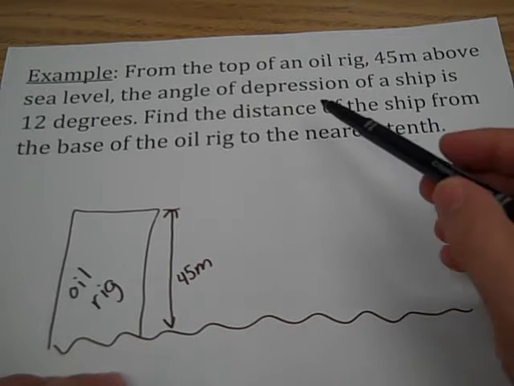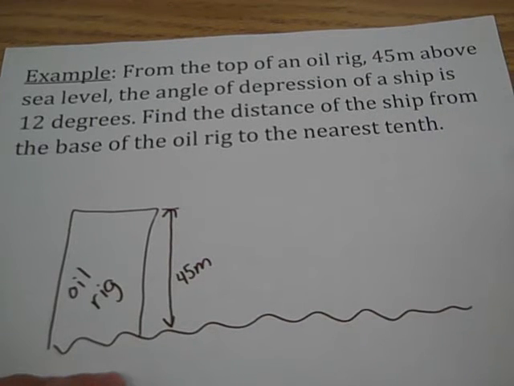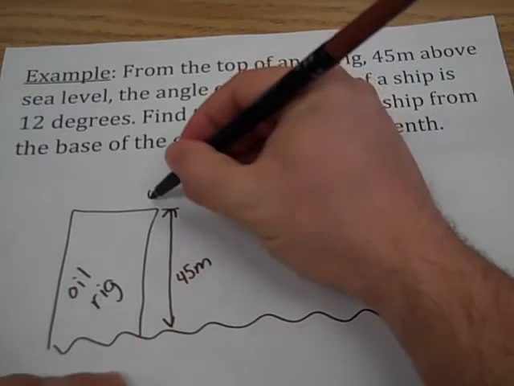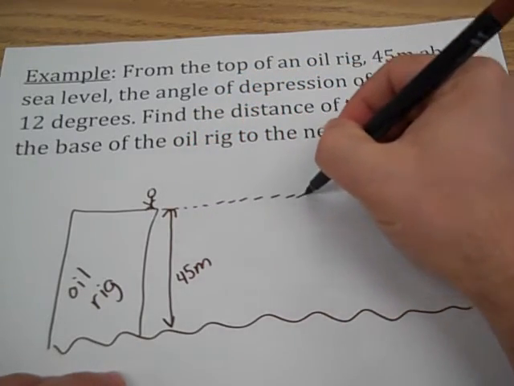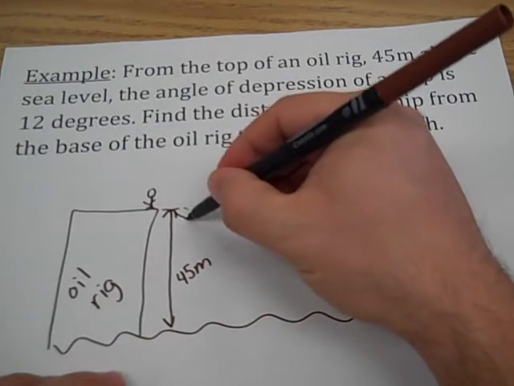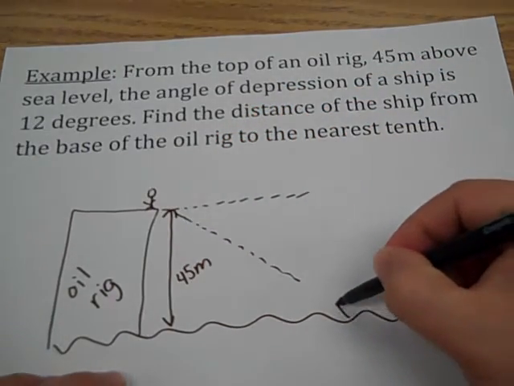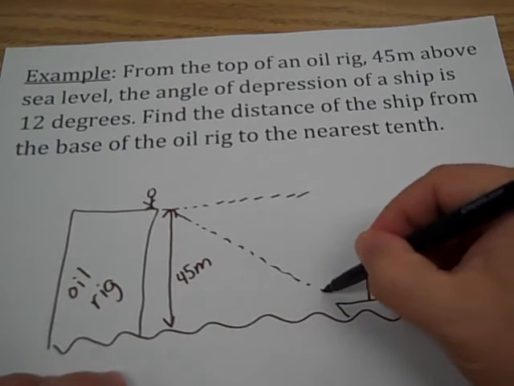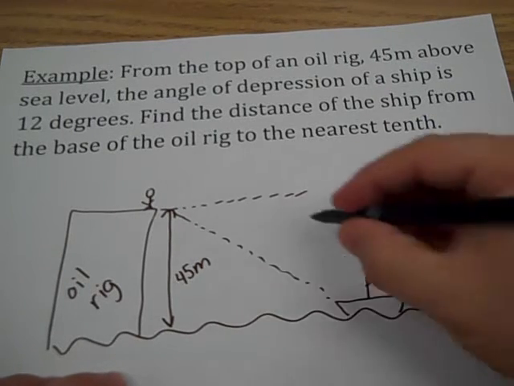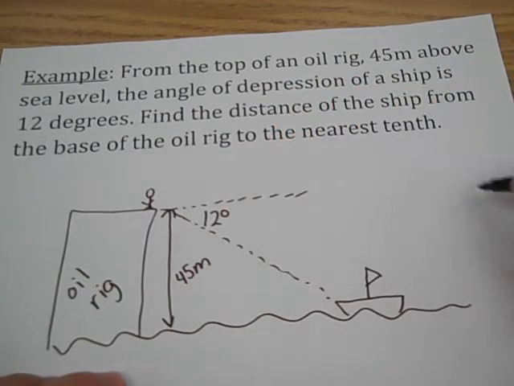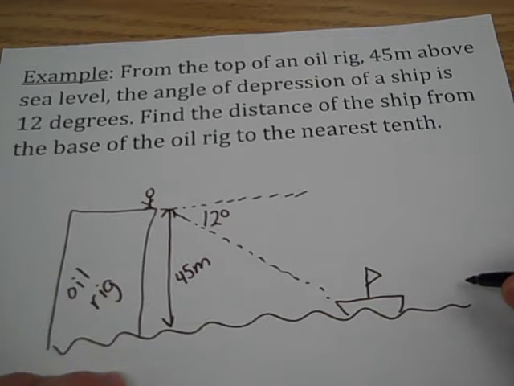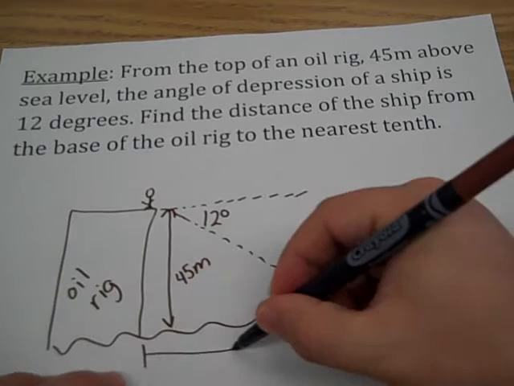The angle of depression of a ship is 12 degrees. We're trying to find how far the ship is from the base of the oil rig. That's saying if somebody's standing on top of this oil rig, looking out, and then they turn their eyes down and look to a ship, there's my little ship, that angle is 12 degrees. So straight out and then down makes a 12-degree angle. And we want to know how far that ship is from the base of the oil rig. So that's going to be this distance.